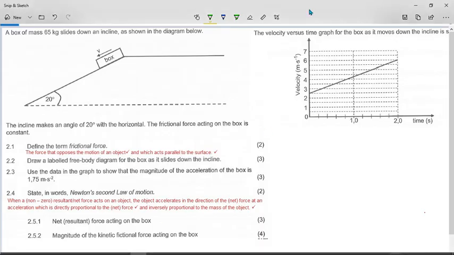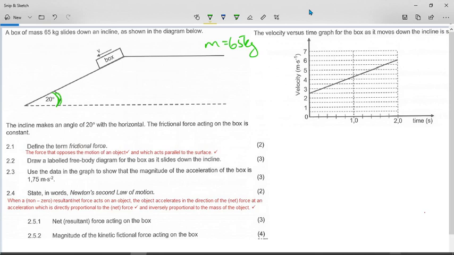All right, this is the September Limpopo Trial Exam Paper 2021. This is the question on Newton's laws. It says a box of mass 65 kilos slides down an incline as shown in the diagram below. The incline makes an angle of 20 degrees with the horizontal, and the frictional force acting on the box is constant. It says define the term frictional force.